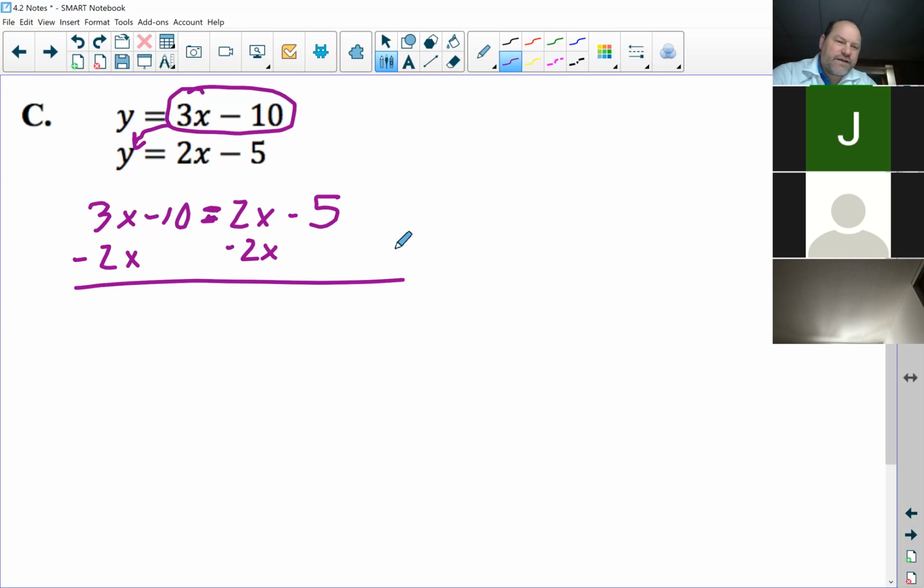The other thing that's nice about moving the smaller number of variables is you always end up with a positive number in front of your variable. So 3x minus 2x is 1x. You don't have to write the 1. And over here, the 2x minus 2x cancels. Don't forget the negative that's in front of the 5, though.